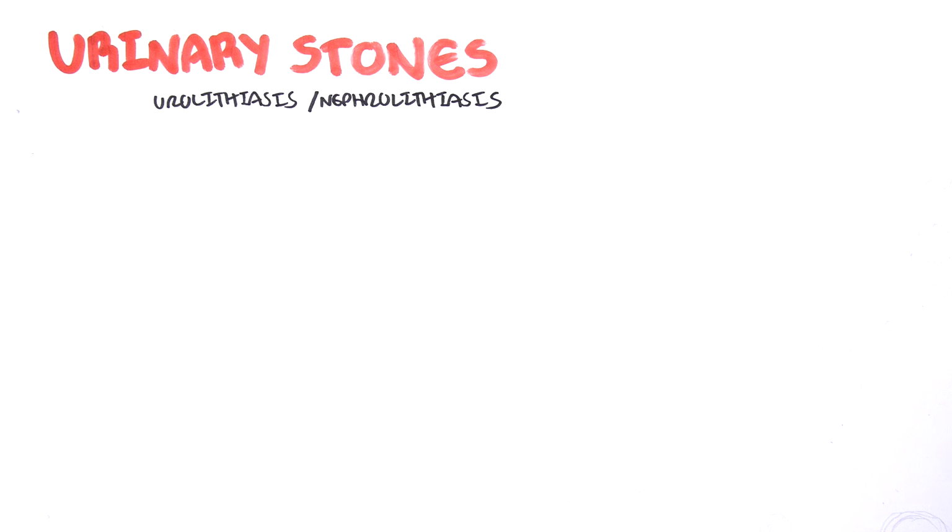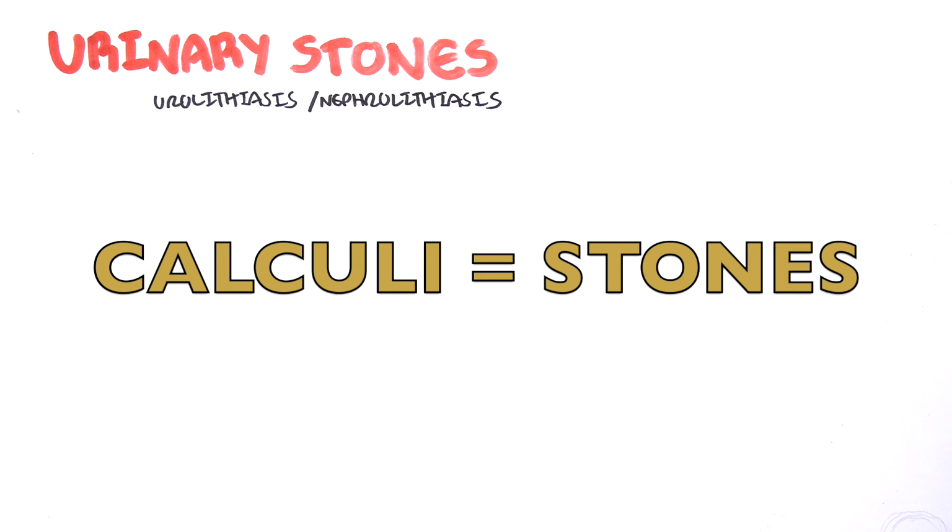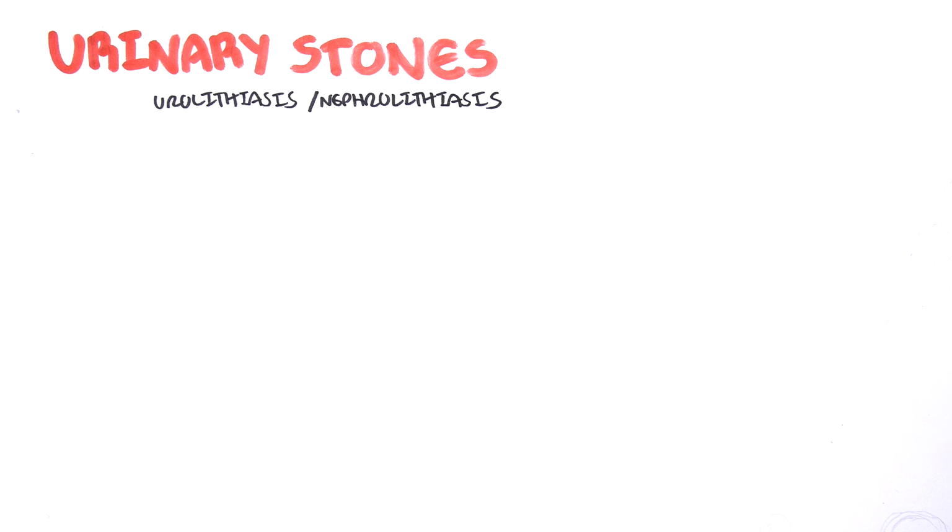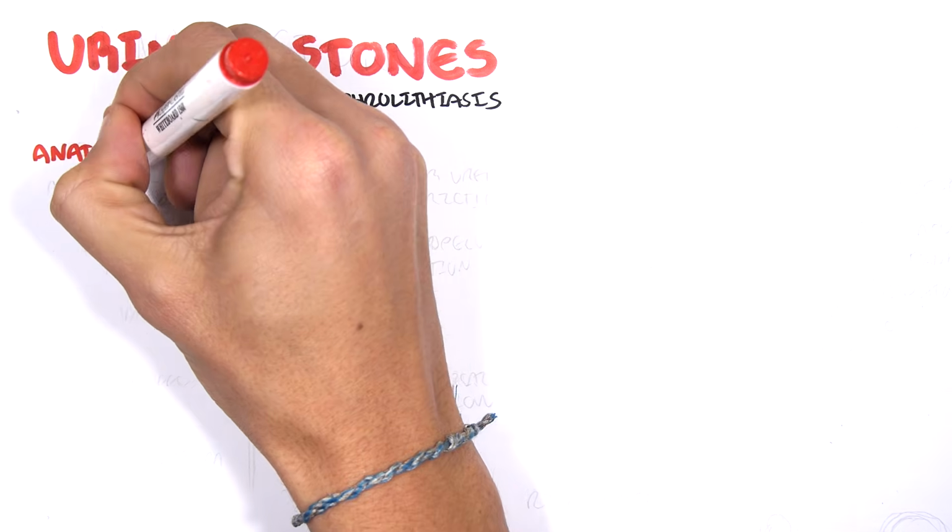To make things even more confusing, urinary or kidney stones can also be called renal or urinary calculi. Calculi essentially means stones. However, these words are used interchangeably, but essentially mean the same thing: kidney stones.